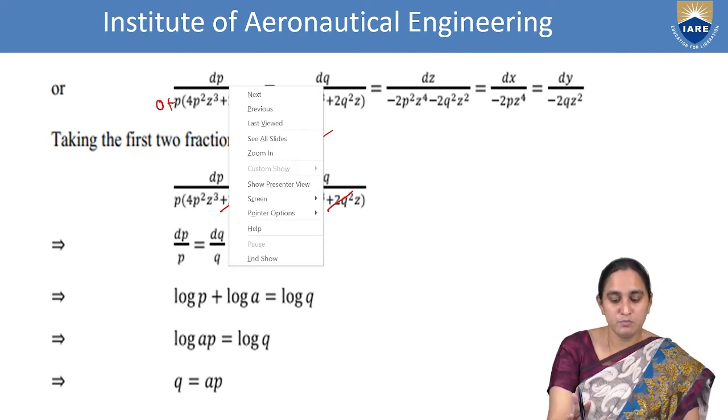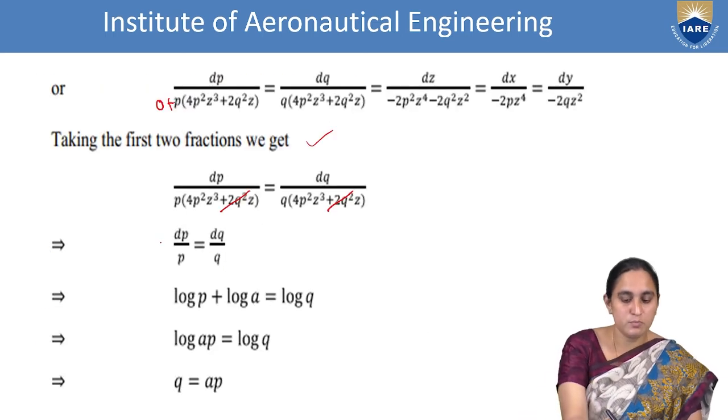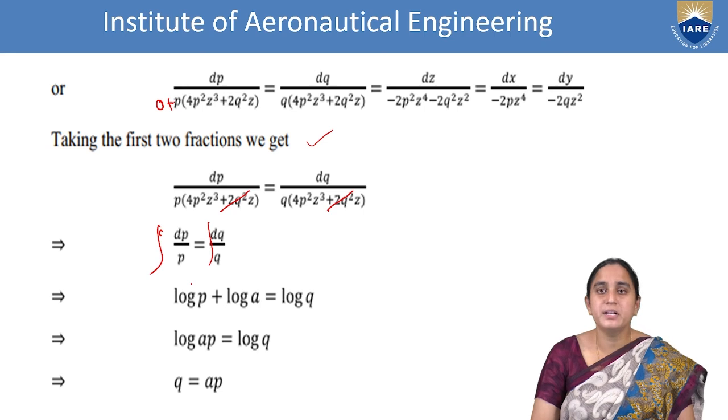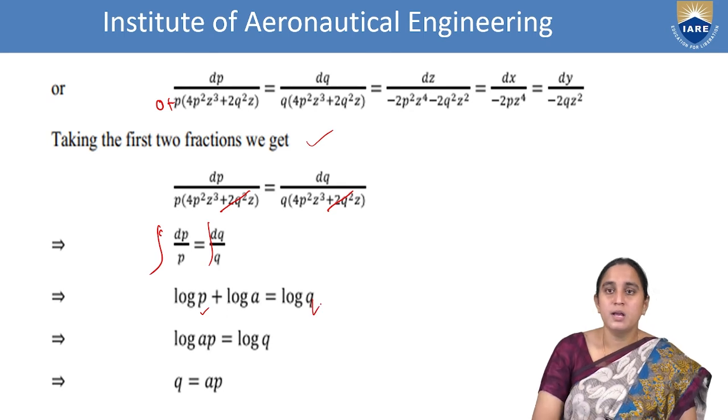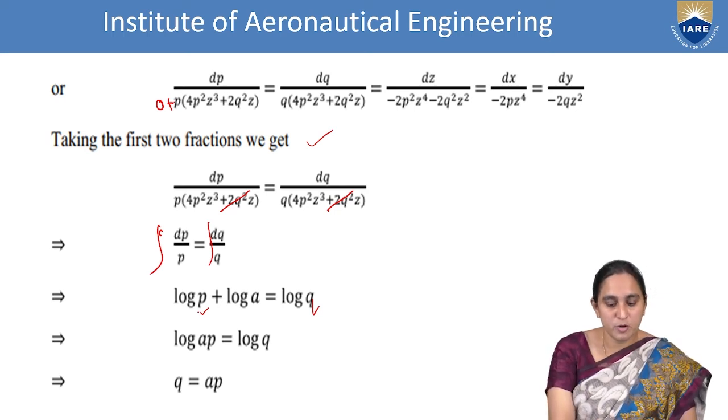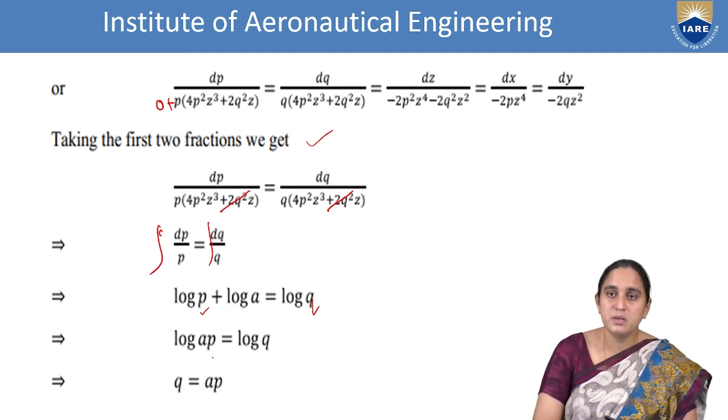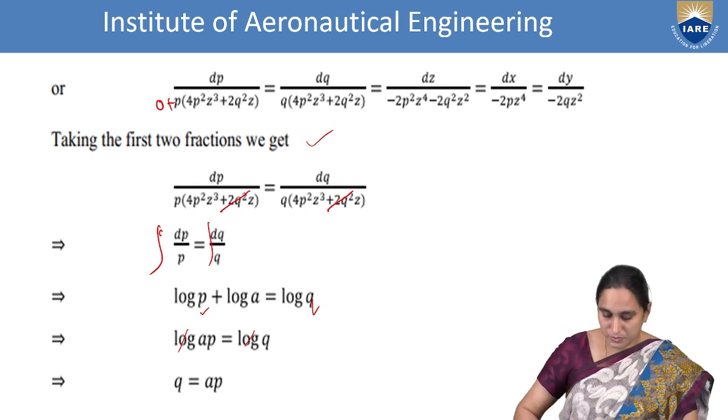Now integrating on both sides, that is integral of dp by p is equal to integral of dq by q. Integration of 1 by p is log p and integration of 1 by q is log q, and I'll take the constant on the LHS side, that is log a. That means log p plus log a is equal to log q. Then from the log m plus log n formula, the LHS is log mn, that is log ap is equal to log q. Logarithms on both sides cancel. We got q is equal to ap.